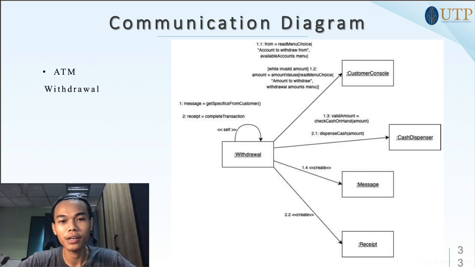As for the last part of the presentation, we go to the communication diagram. The communication diagram is pretty much the same as the sequence diagram, but the format is different because it is intended to show the communication between classes instead of the messages inside the communication. So let's start with ATM withdrawal. The withdrawal class will communicate with the customer console class, cash dispenser, message, and receipt. It will communicate about these messages.